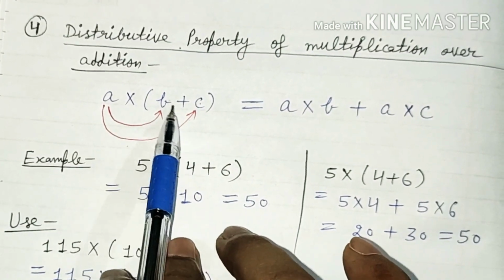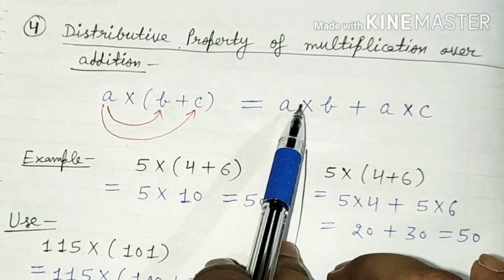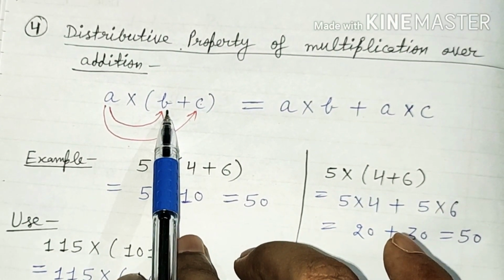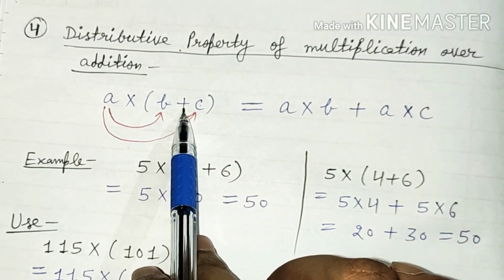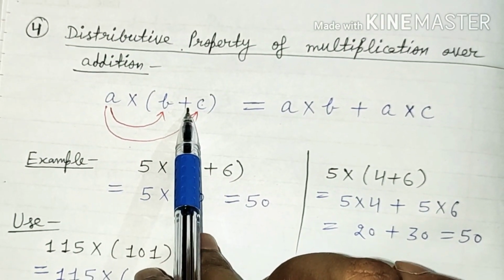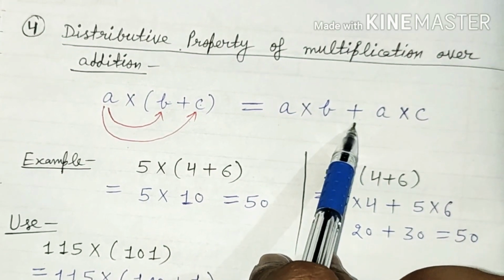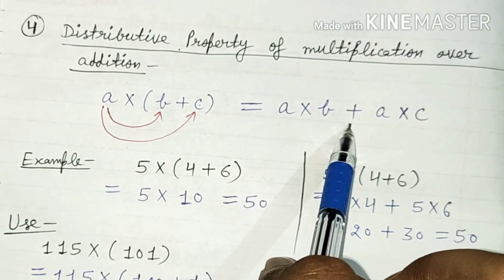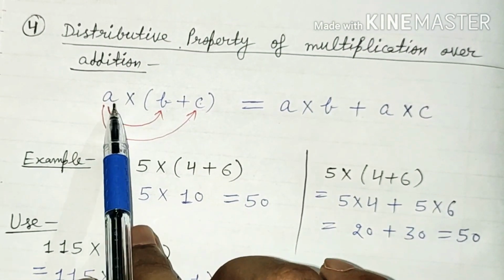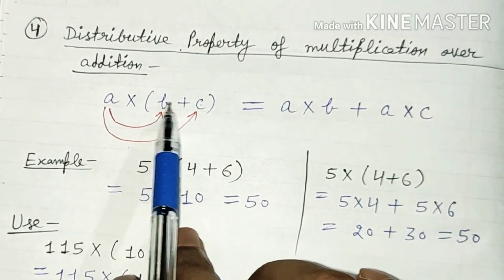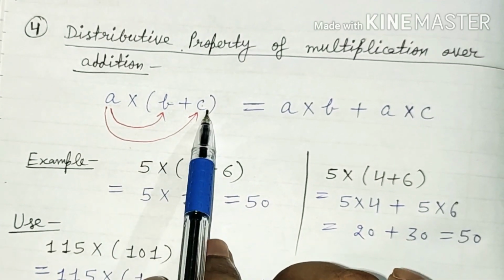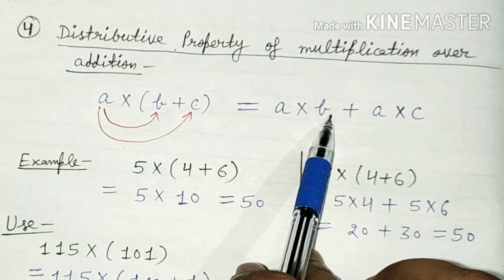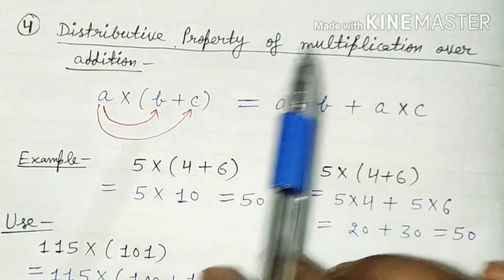So when we solve this bracket, what we will get? A into b means first a will multiply with this b plus whatever sign will be there. Means if it is plus sign here, so the plus sign will come here. If minus sign is there, so minus sign will come here. So after that a will multiply with this c. So the expression will be a into b plus a into c.